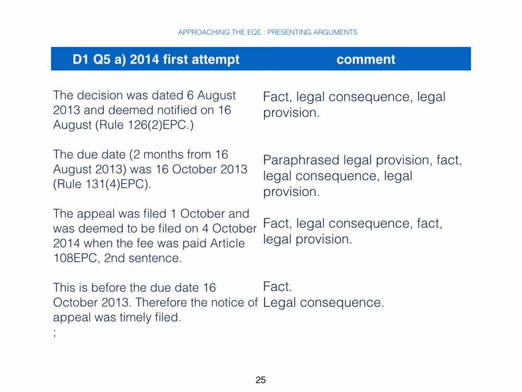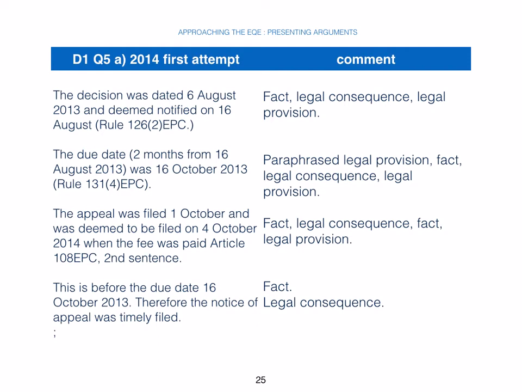The argument is continued over leaf, and now we go into the facts. The answer continues: the decision was dated 6th of August 2013 and deemed notified on 16 August, Rule 126 EPC. This is fact, legal consequence, and legal provision. The argument continues: the due date, 2 months from 16 August 2013, was 16 October 2013, Rule 131(4) EPC. This is paraphrase, legal provision, fact, legal consequence, and legal provision.